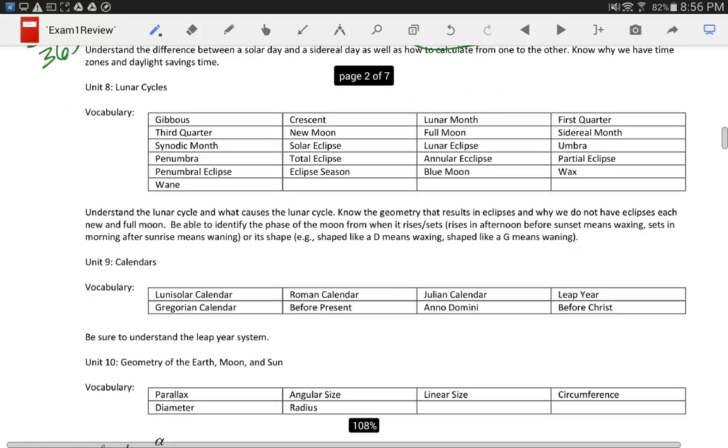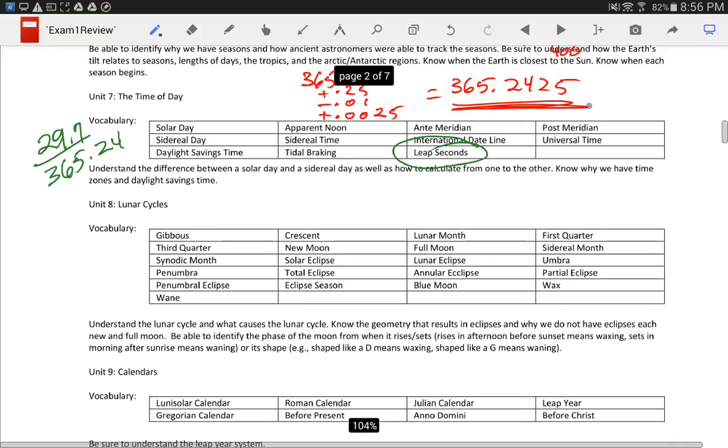Okay. By the way, when I said Zulu, Zulu means universal time. That's the time in Greenwich, England.